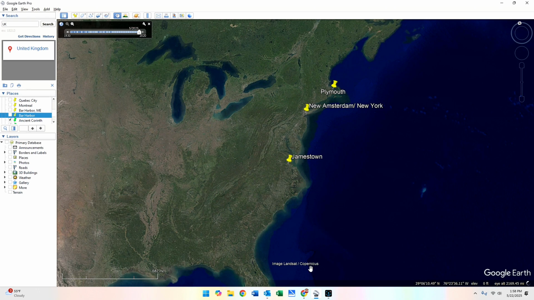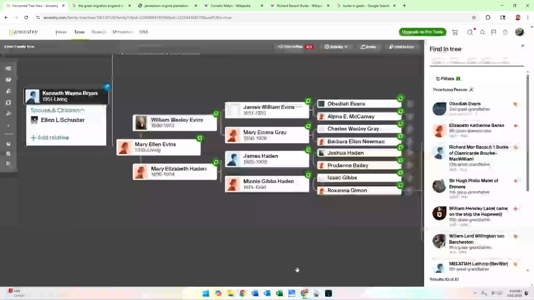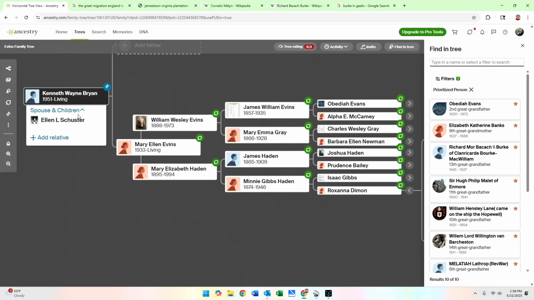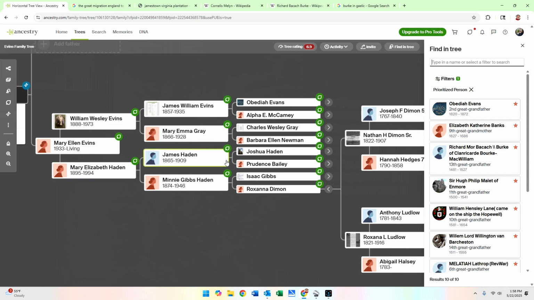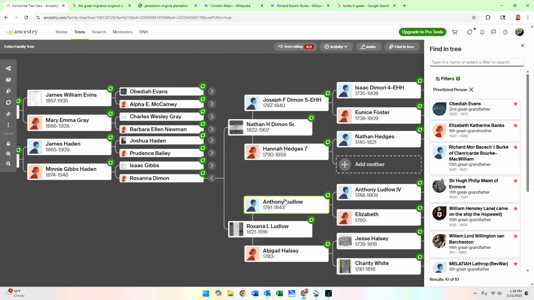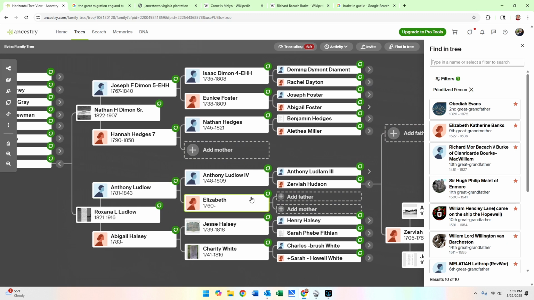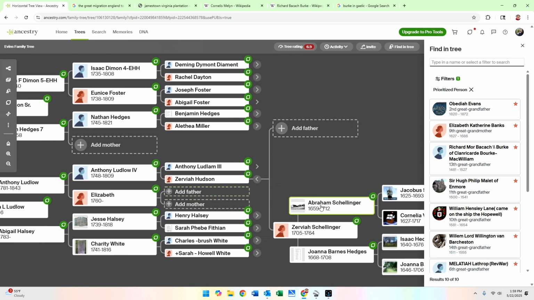So I'm going to go back to Ancestry, and I'm going to show you the ones. So a lot of the Evins family came from William Wesley, our grandfather. But Mary Hayden Evins, grandmother, if you start back her line and work your way back, you'll discover some names back here that start to look very much not British.